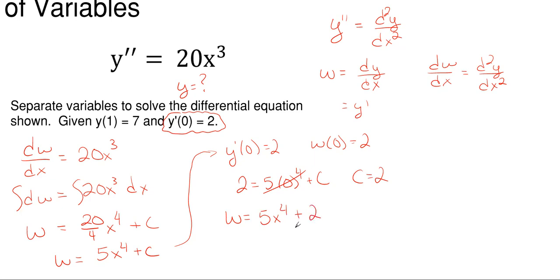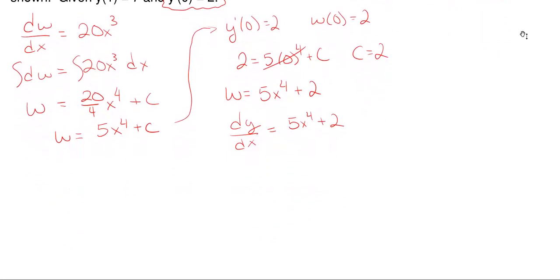As I said, we need to have the equation in terms of y. We can just take this and plug it in for w, and when we do that, we are back in terms of y. So we would have dy dx is equal to 5x to the fourth plus 2. Now let's scroll down. Just like what we did on the left side, where we separated the variables between w and x, we are going to separate our variables between y and x.